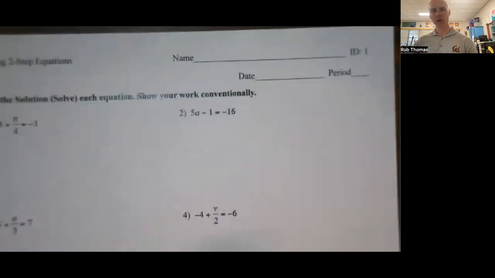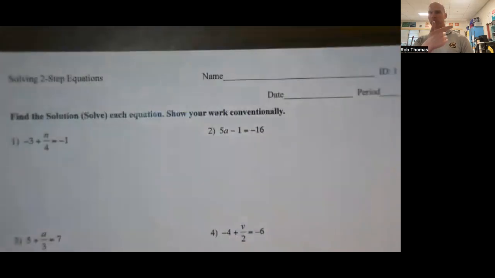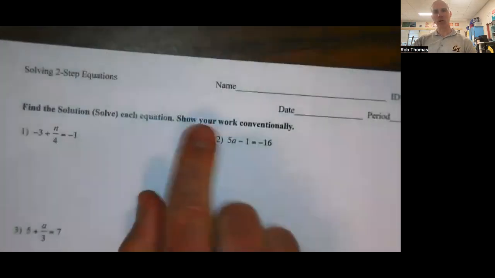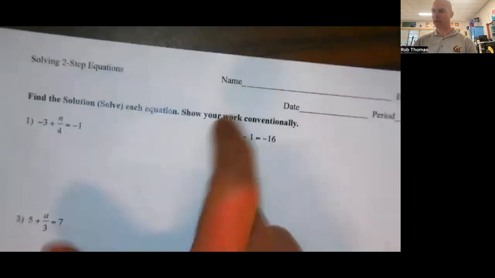You should have picked this one up as you walked in the door, I believe, if the substitute teacher set it up over there where I usually have stuff for you to pick up as you walk in. Otherwise, maybe they're passing it out right now, but you should have this one. It says, make sure to show your work conventionally. That's what I'm talking about.